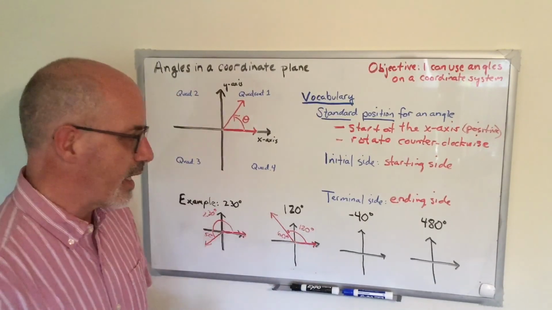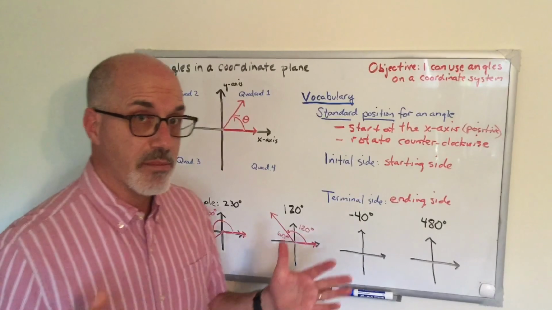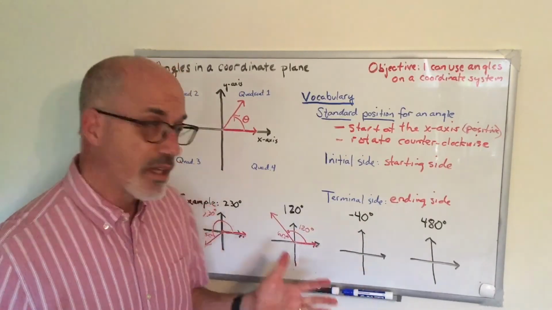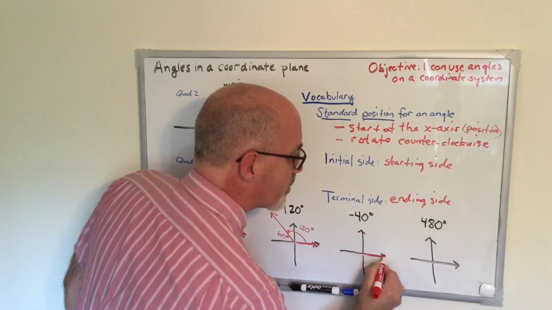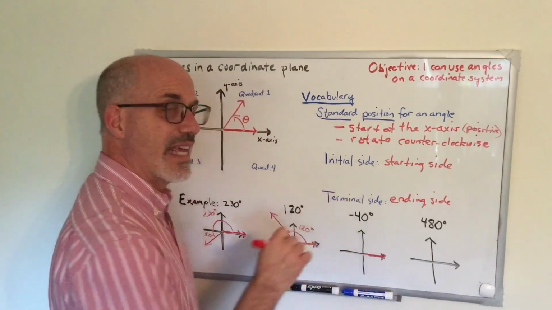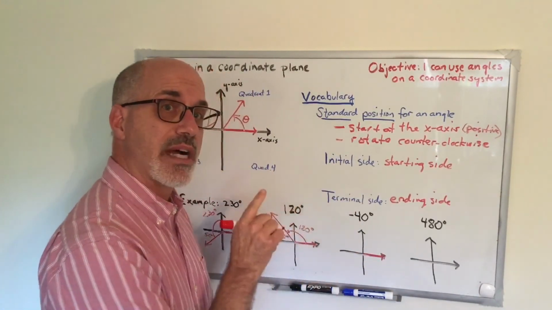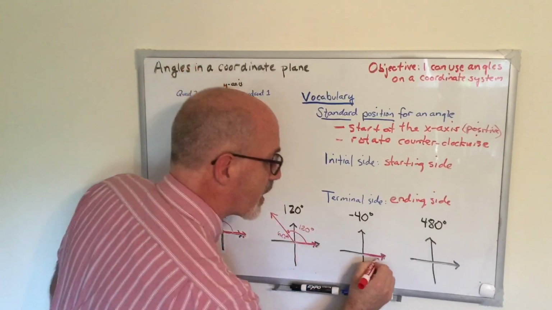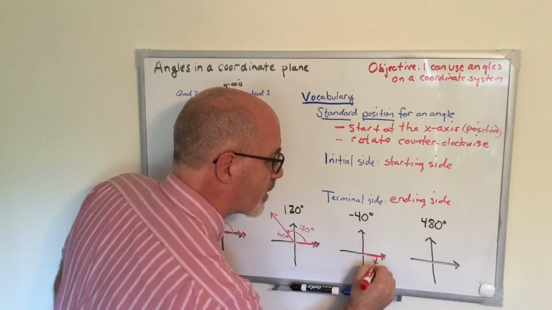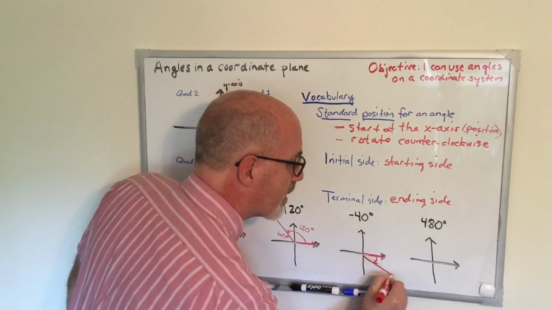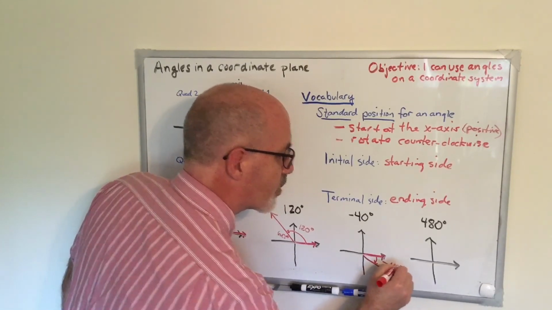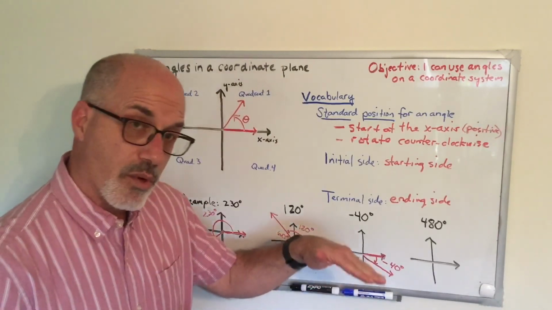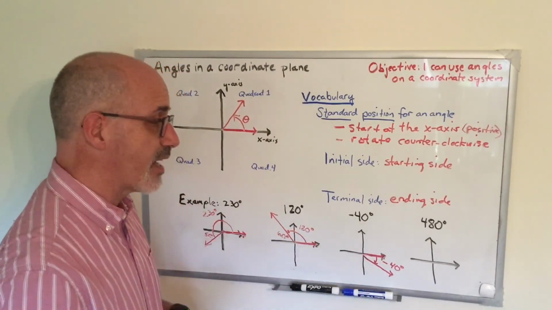So that's our measure with the x-axis to get to that 120. To get to negative 40, you might have thought, what do you mean by negative? Well, if starting on the positive x-axis is where we start with the initial side, and going counterclockwise is positive, that means going clockwise 40 degrees would be negative 40 degrees. So we would go clockwise for the negative angles.